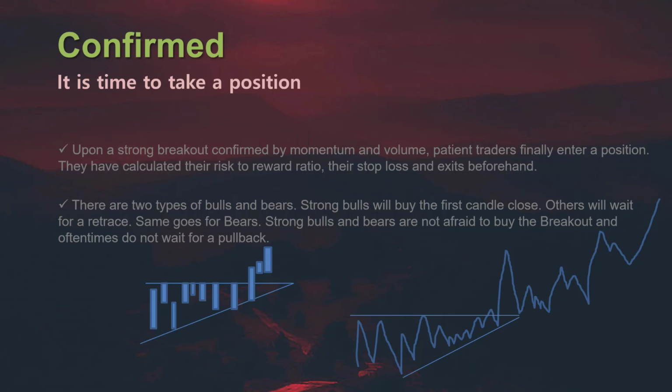There are two types of bulls and bears. Which one are you? Now, the strong bulls will buy the first candle close, meaning when the initial breakout happens out of this range, out of this triangle, whether it's ascending, descending, or symmetrical, it doesn't matter. Forget all that. A triangle is a triangle is a triangle. When a breakout happens, a strong bull will buy the candle close. The price might retrace, maybe, but he will still buy it here.